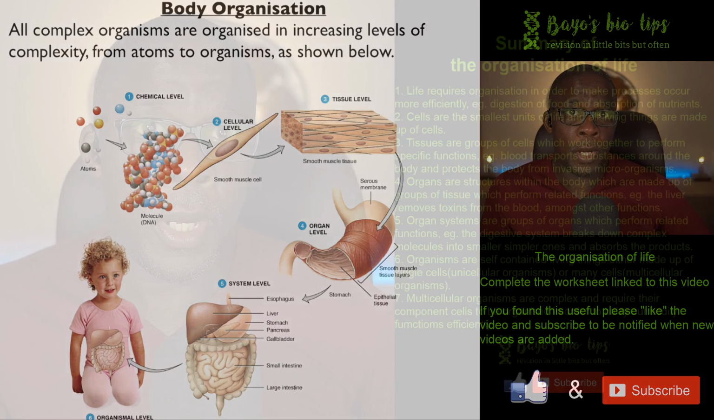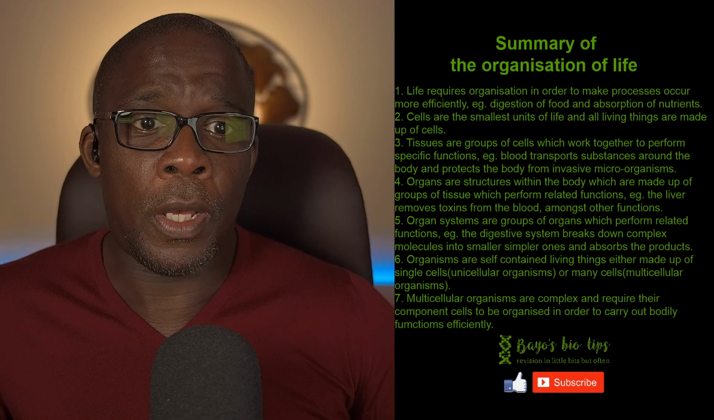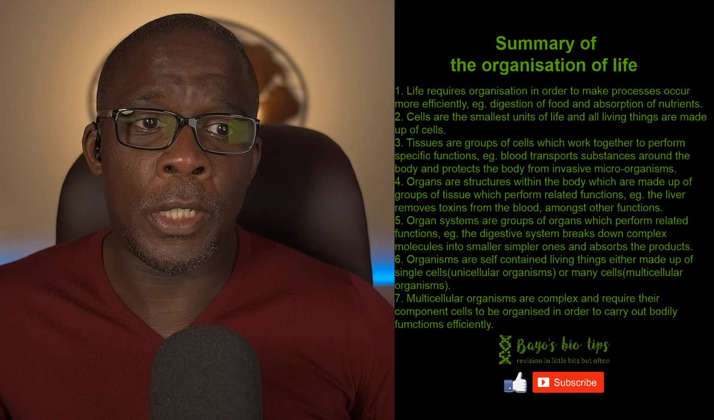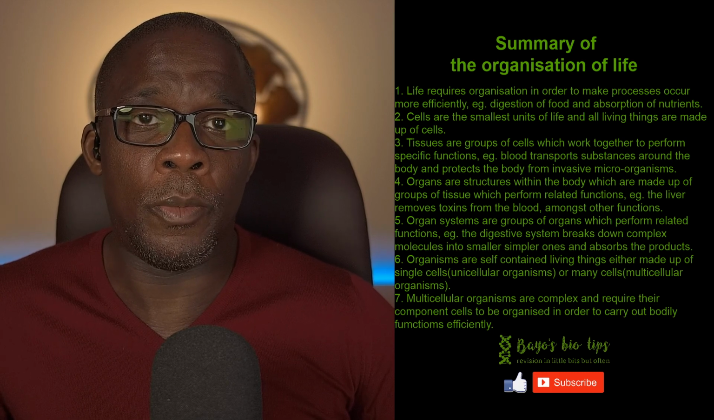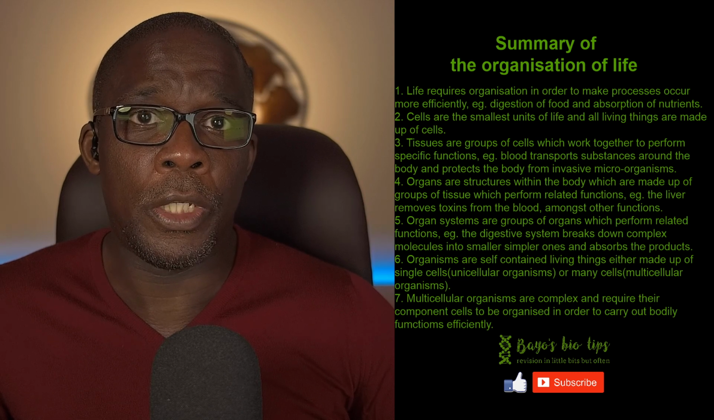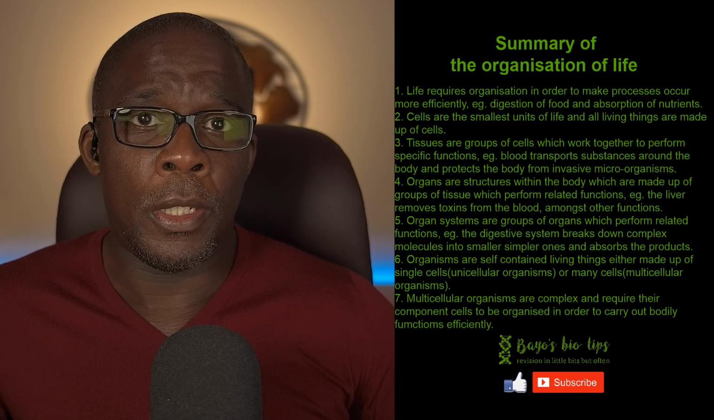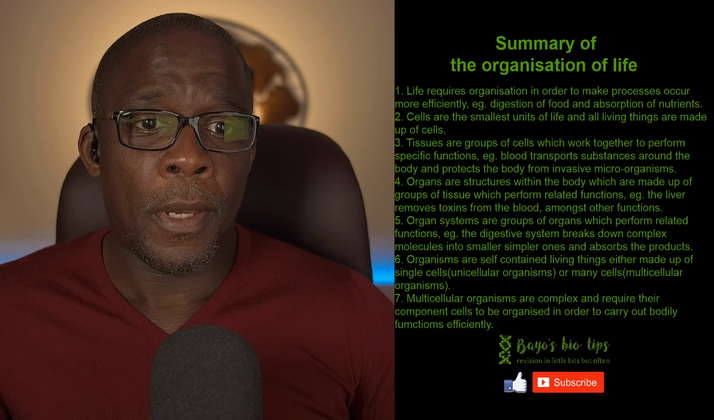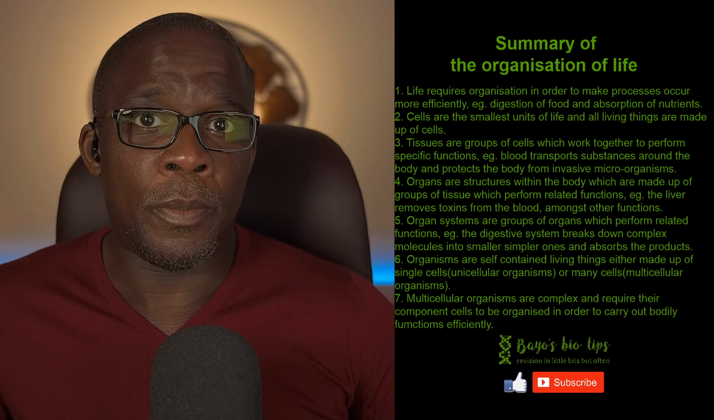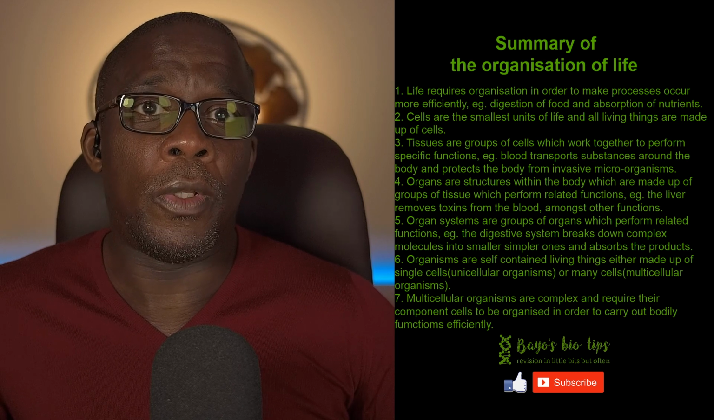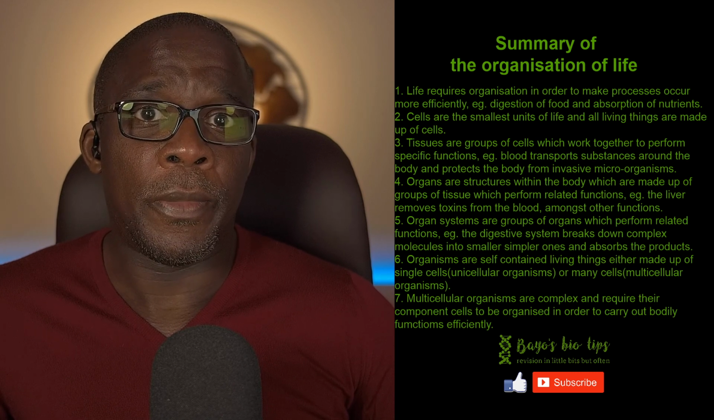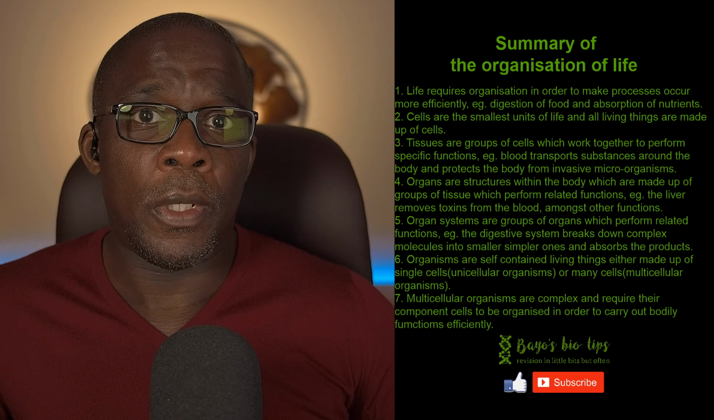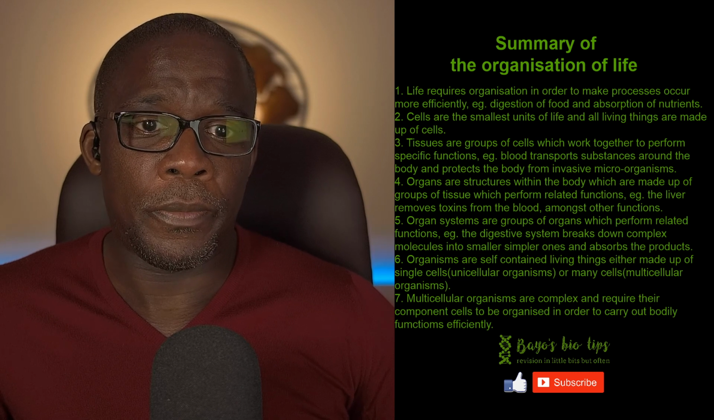So let's summarize what we've done so far. So life requires organization to make processes occur more efficiently, as I already said. So if you've got trillions of cells, you've got to have a system that enables them to carry out their functions efficiently. We then talked about cells being the smallest units of life, what we call cell theory. All living things are made up of cells.